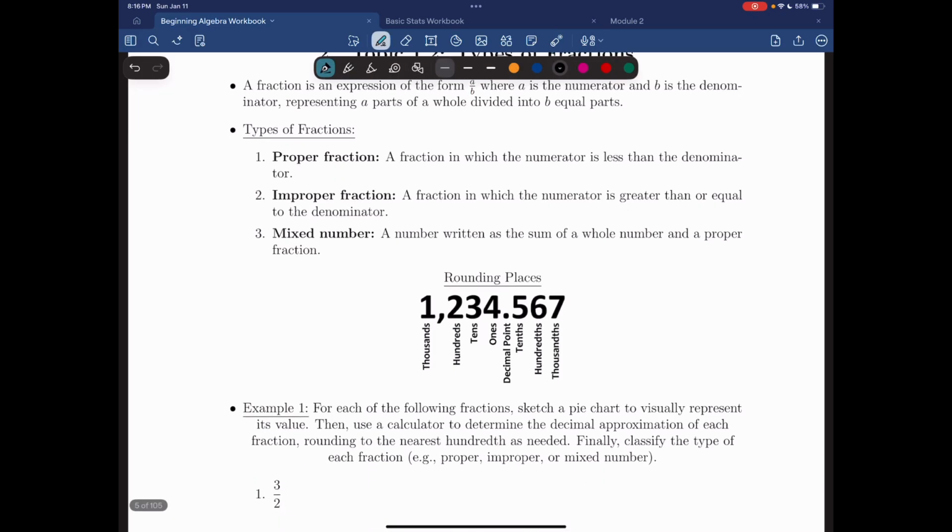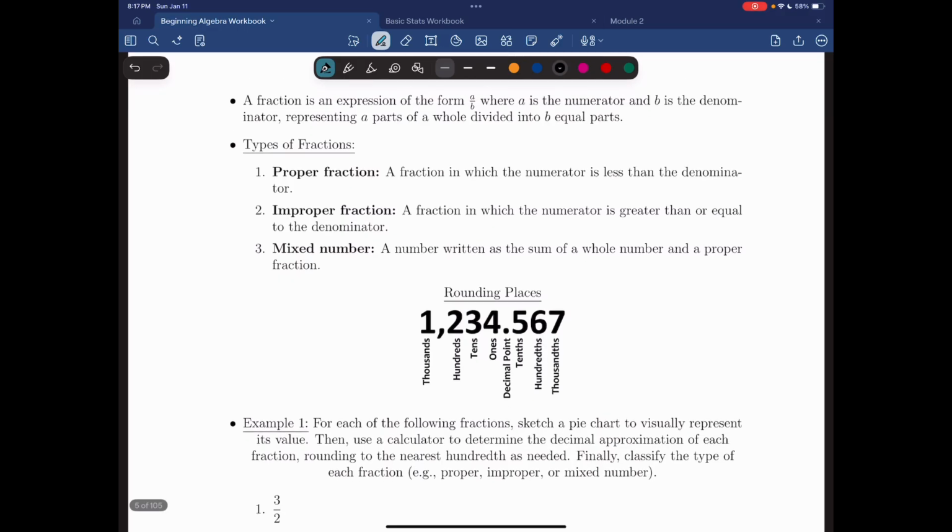Now, looking at the different types of fractions that we're going to see, we have a proper fraction, which is where the numerator, the top part of the fraction, is less than the denominator. So an example of a proper fraction would be 1/2, because 1 is in our numerator and 1 is less than 2.